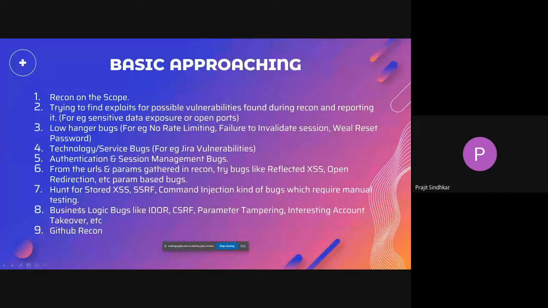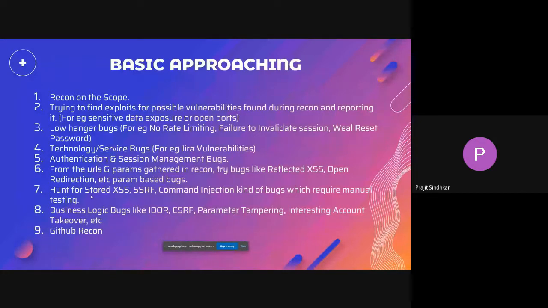Then I hunt for stored XSS, SSRF, command injection kind of bugs which require manual testing. These kinds of bugs require you to understand the functionality properly, where the input is. Test one by one input properly, what you are injecting. For example, I am injecting XSS code, and how is it taking it? So that is what you are going to test. That is why this is in the 7th place.